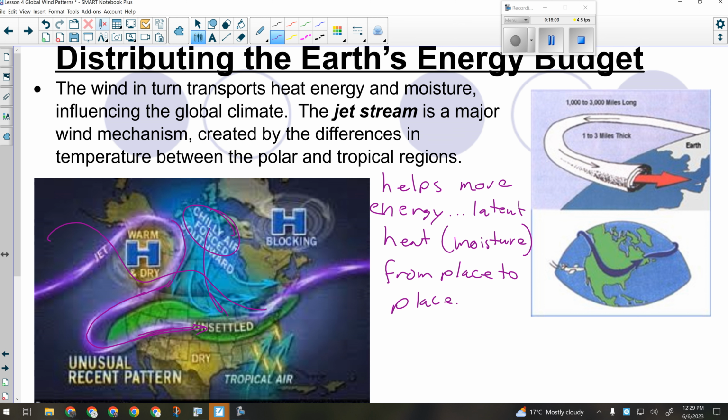All right, so that's what the jet stream does. Make sure you know that because that's going to be part of the question on your unit exam that says, how does energy move from the equator to more northerly parts of the world? This is one of the mechanisms, okay? Along with convection and things like that.